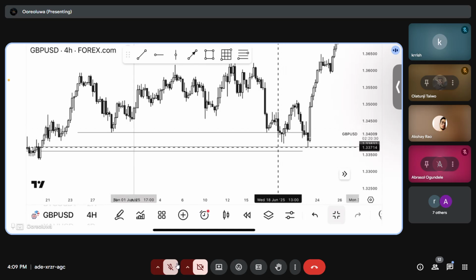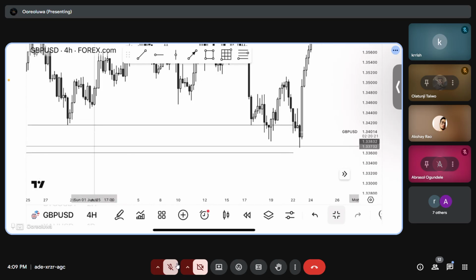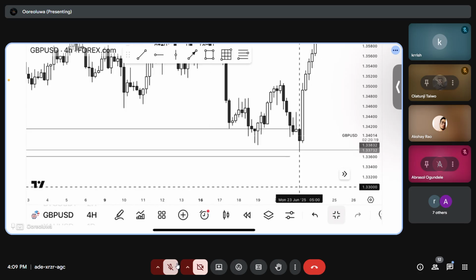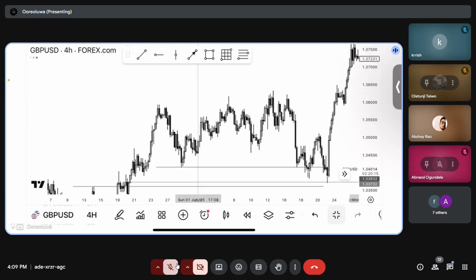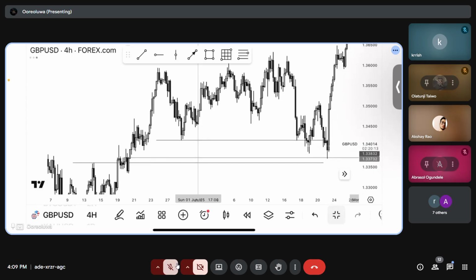So we've not gotten to this other block yet. So you wait for price. Then on Monday you mark out Monday. This other block here is your point of interest.